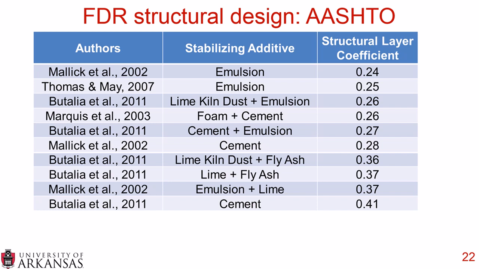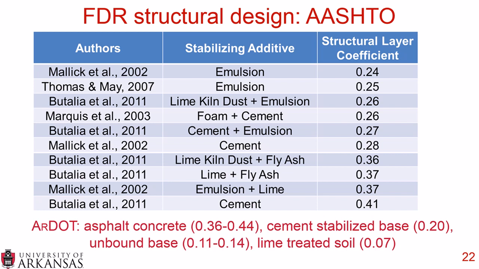Now, to put this in context, if you look at ARDOT, the Arkansas Department of Transportation, their structural layer coefficients for asphalt concrete are 0.36 to 0.44. So there should be some red flags when you see FDR structural layer coefficients being equal to asphalt concrete structural layer coefficients, because FDR is not asphalt concrete. FDR is a semi-bound material. Asphalt concrete is a fully bound material. So you kind of have to question those higher ones.